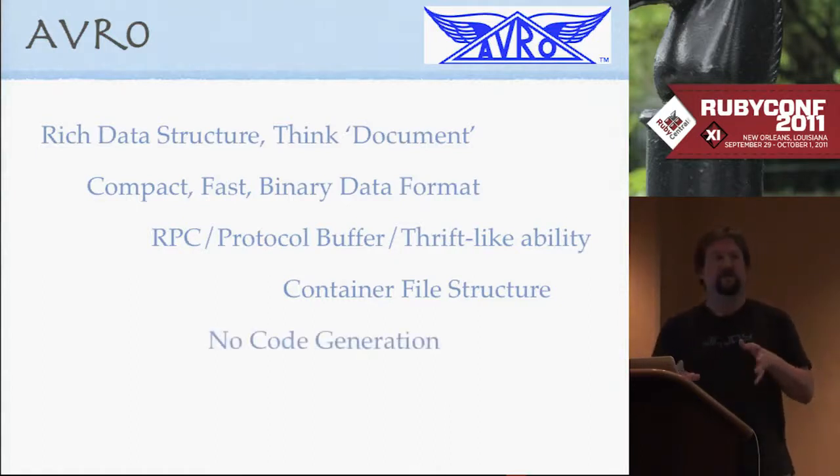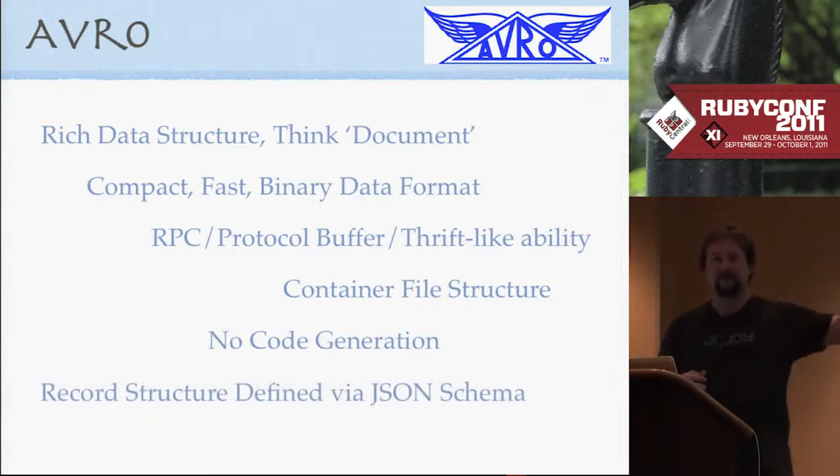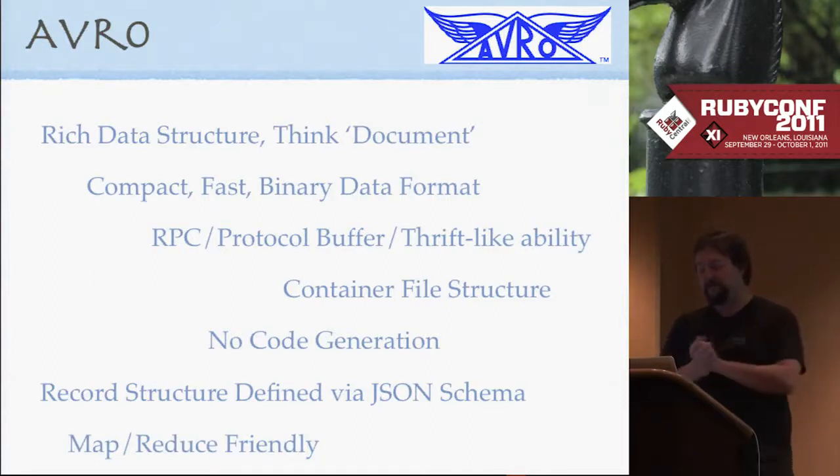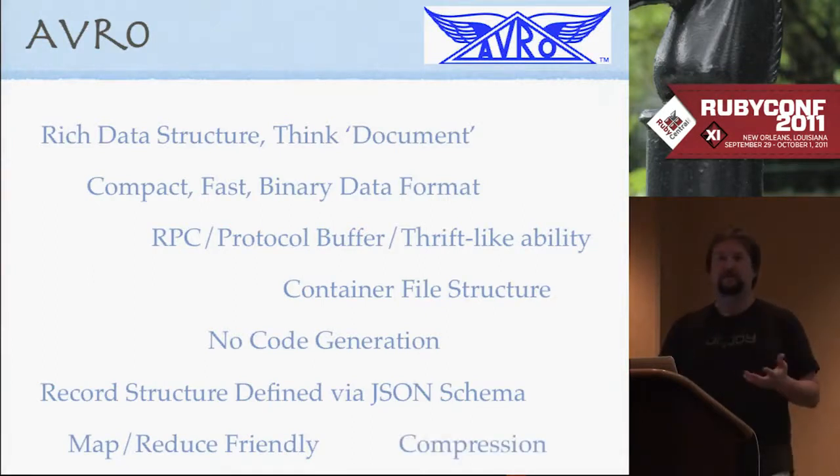There's no code generation involved because of the schema that's defined at the header of the file. Any client, any library that needs to open the file can just read the schema and they'll know the entire structure of the data. So it's basically record level data with the schema at the head of the file. It's MapReduce friendly, in terms of it's got sub-blocks within the file, and I'll get into that in a minute. And it actually supports compression.